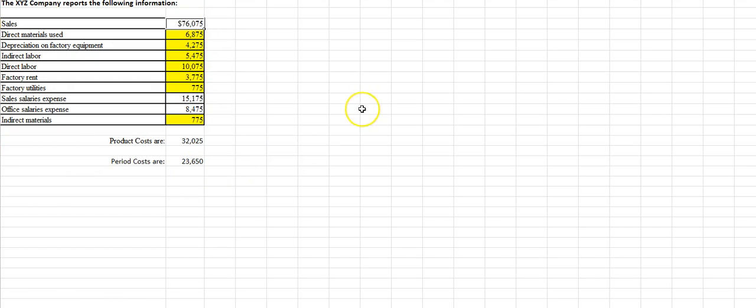What's sales? Well, sales is not a cost at all. It's a revenue. So that's not even a cost. So don't even bother with that. Okay, let's move on to the next exercise.